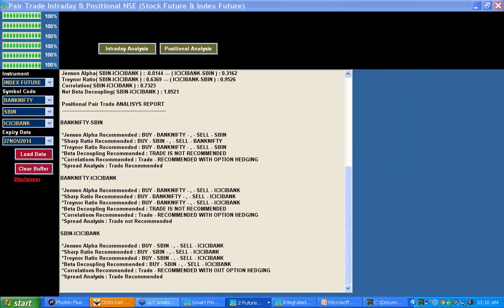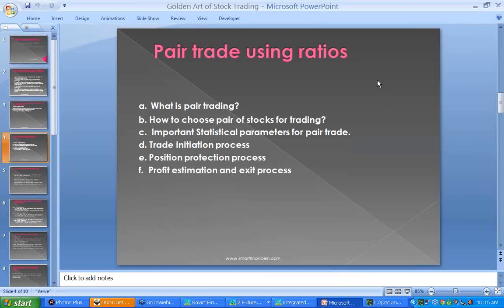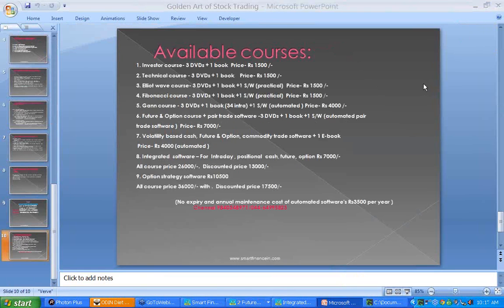So this is what you have learned about the pair trade. Now let me move to Smart Finance. If you have any specific query, these are the products developed using our own experiments and innovations of Mr. Ranjan.